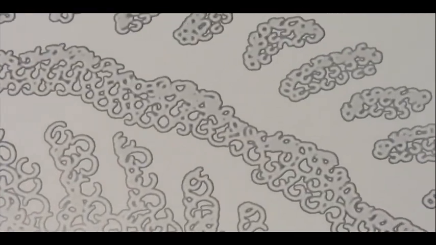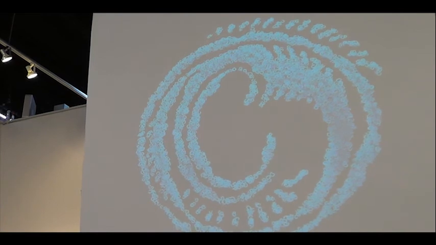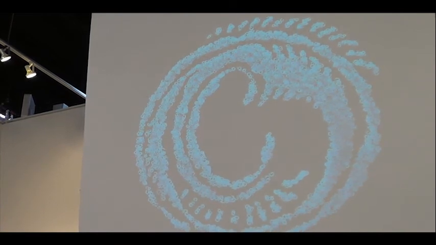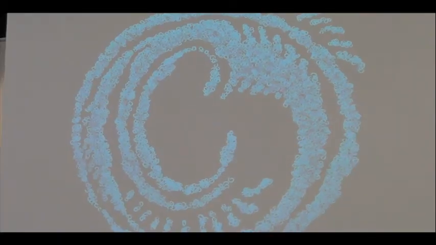This is the lumenography of Seed of Light, and this is the animation of Seed of Light. If you look closely, every mark is turning. And it's interesting because C is actually the scientific symbol for the speed of light.